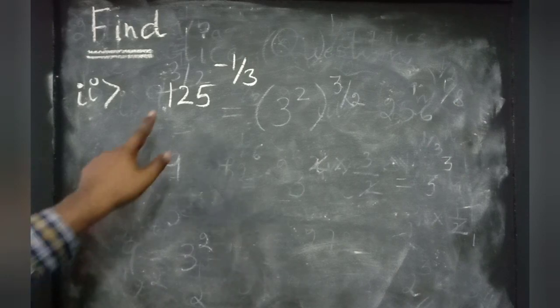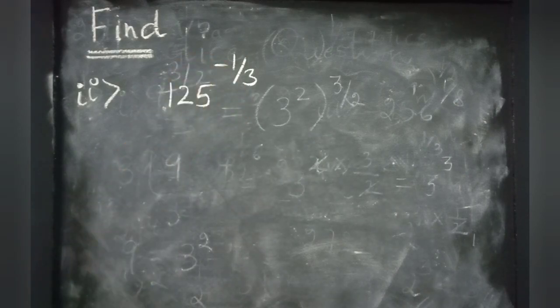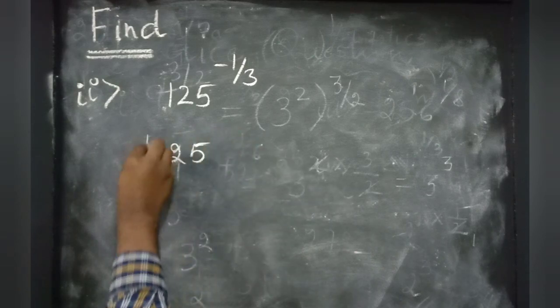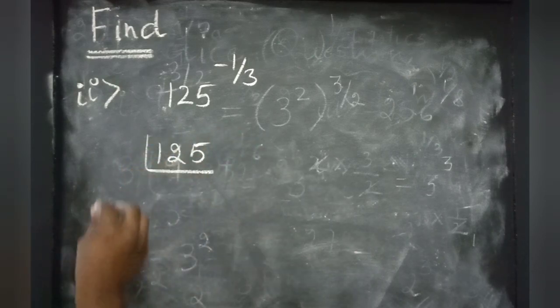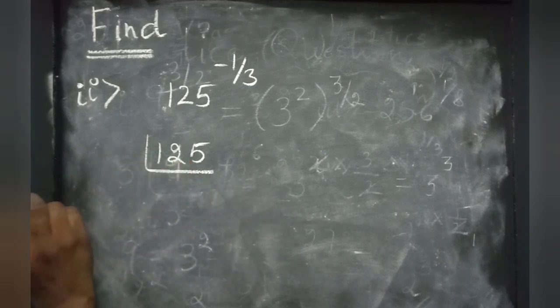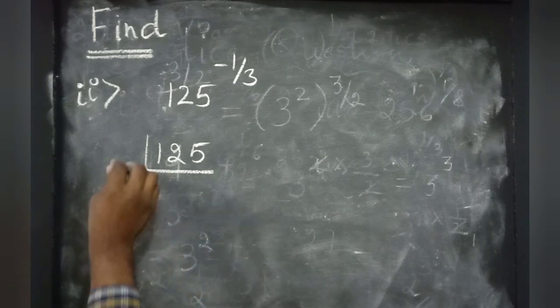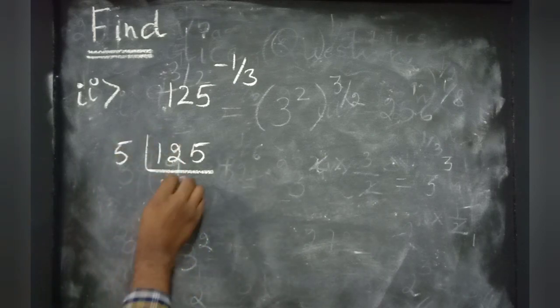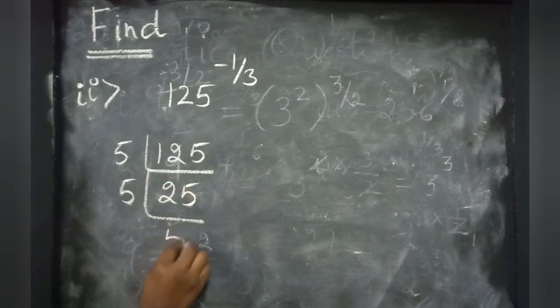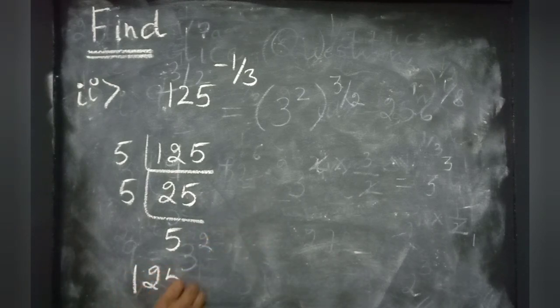The next question, 125 to the power minus 1 by 3. Now express 125 in the form of exponents. Now start with the number 2, but I cannot divide 125 by 2. The next number I can divide by is 5. 5 25s are 125. Next 5 5s are 25.